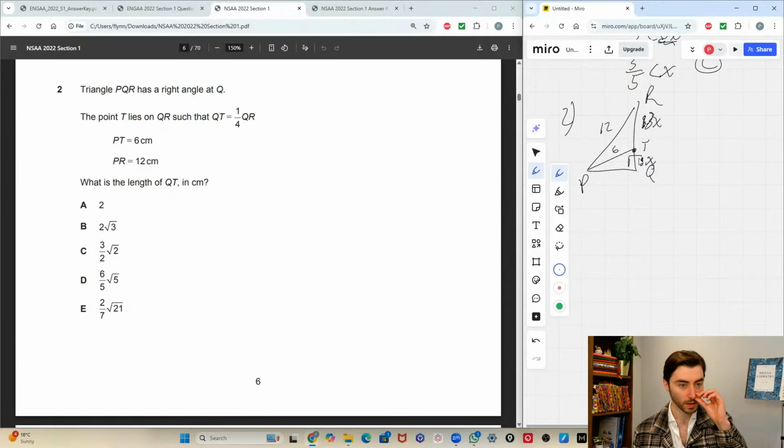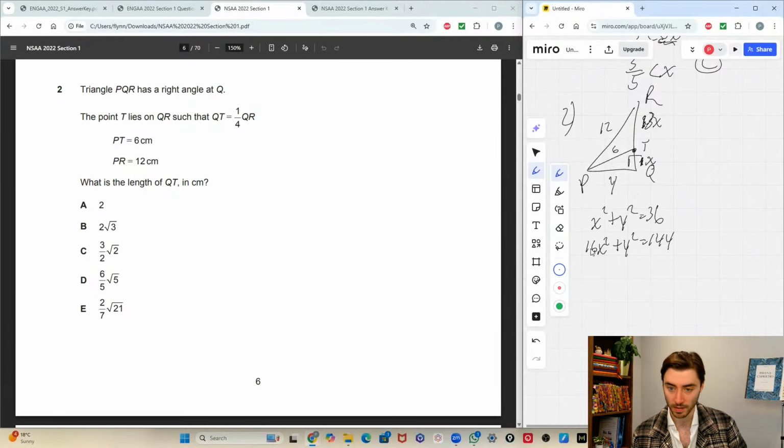What is the length of QT in centimeters? Well, I know that PQ is, so if I call that y, I know that x squared plus y squared is 36. I know that 16x squared, which comes from squaring this whole thing, plus y squared is 144. What is the length of QT? That's x. So I'm looking for x.